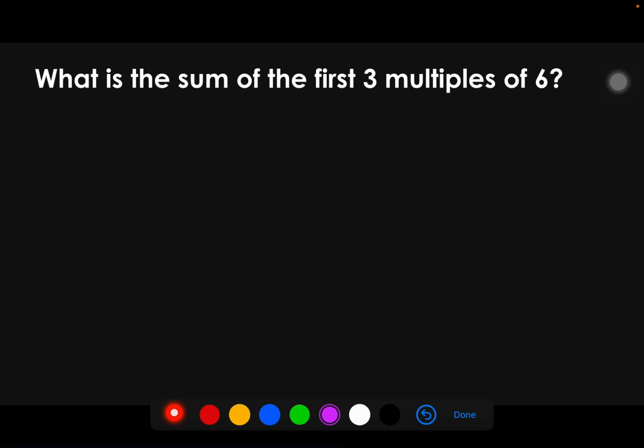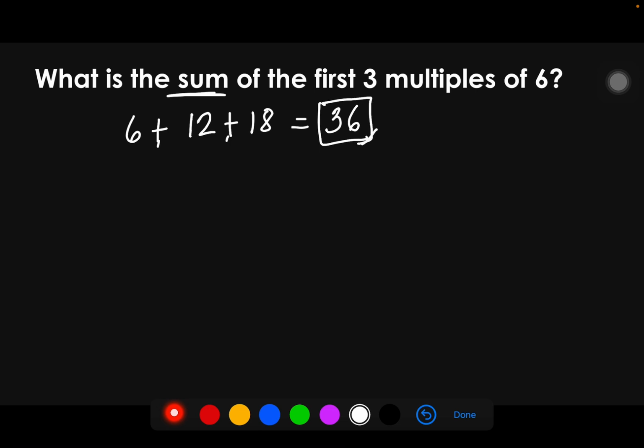Let's now try to answer some more questions about multiples. What is the sum of the first three multiples of 6? Earlier, we noticed that the number itself is the first multiple of itself. So we have 6 as the first multiple. Then we have 12 as the second multiple. And then 18 as the third multiple of 6. And it says here, what is the sum? So we basically just need to add all of these. 6 plus 12 plus 18 will give me 36. Okay, so the answer here is 36.